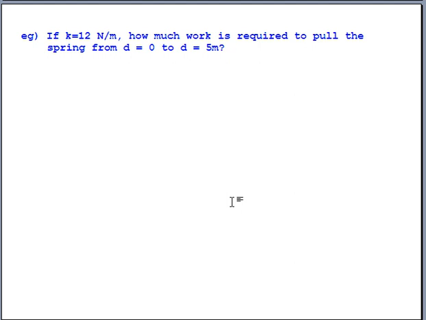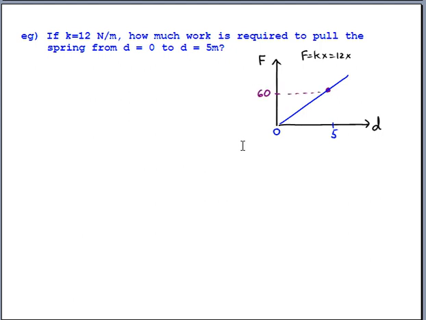Okay, here's our first example of a couple. Let's say you have a spring that's 12 newtons per meter for its spring constant. That's how stiff it is. And we're going to try to figure out the work required to pull the spring from no stretch at all, okay, that's good news, all the way out to 5 meters. So the picture would look something like this. Okay, you're extending the spring until you get to a displacement of 5. We do know that the force as you go is 12 times however much you've extended it. So if you've extended it by 5, then 12 times 5 is 60. Your peak force value there would be 60.